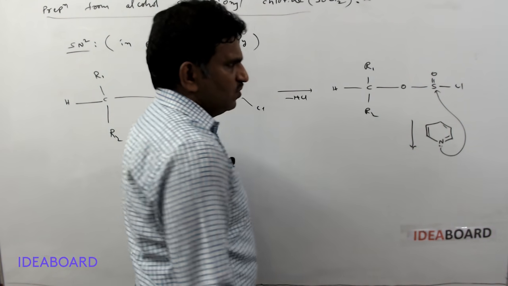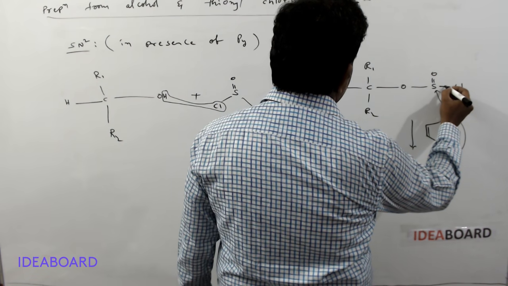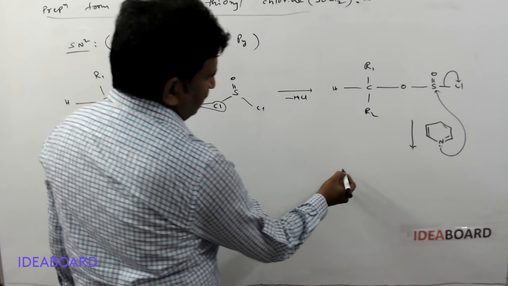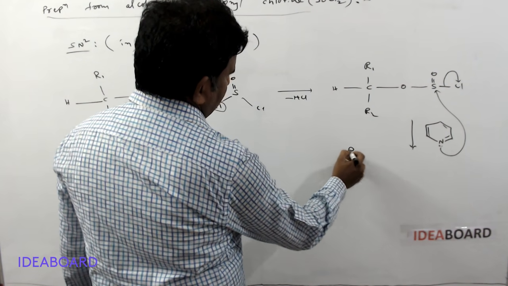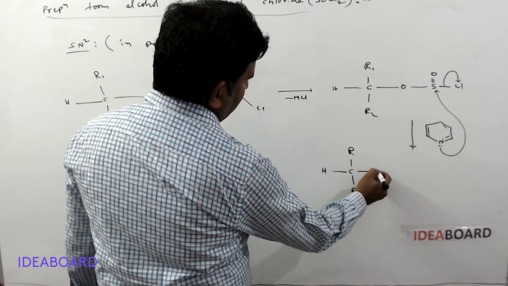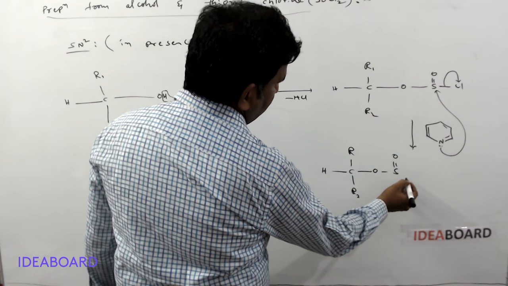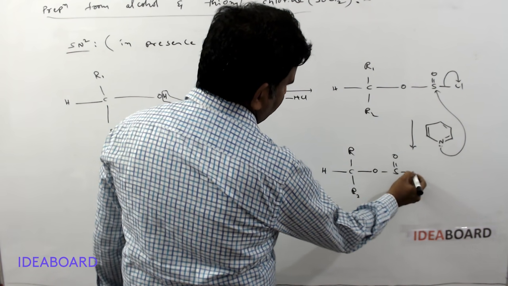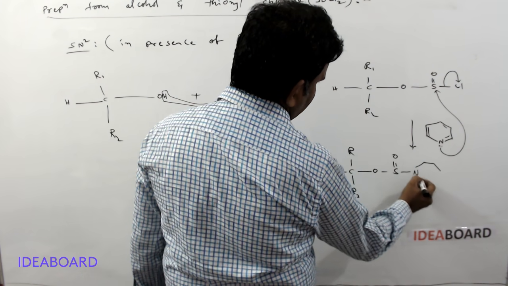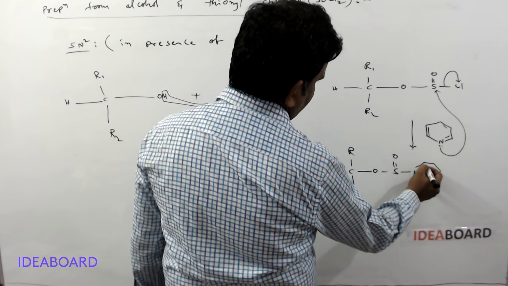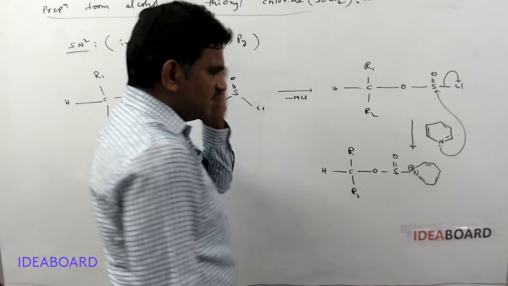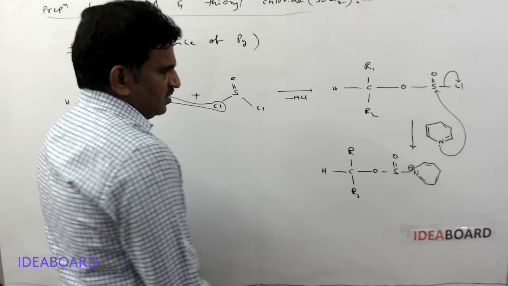Whenever it donates this lone pair to the sulfur, the pair of electrons is reversed. What is formed is C, R1, H and R2, and here O, S double bond O, and here a new bond is formed to nitrogen, which I am writing like this, and this is the pyridine. Suppose these are pi bonds, and now nitrogen gets a positive charge because it has four bonds.